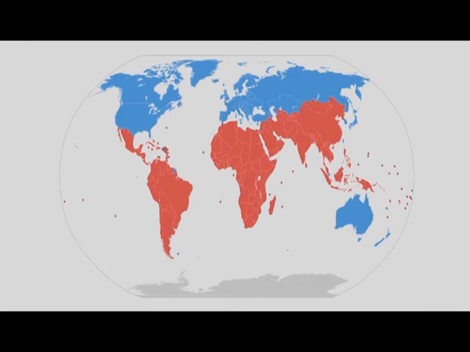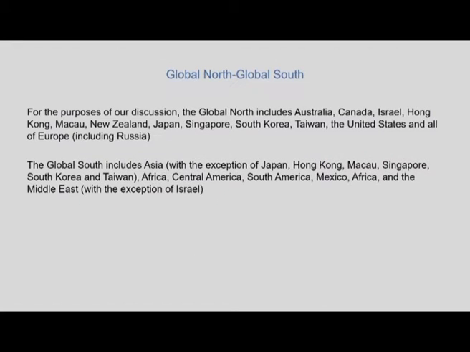The red areas are generally the global south, the blue areas are the global north, and you can think of the north-south divide as being primarily that of a socio-economic and political divide. These are the countries that are mostly covered in global north.